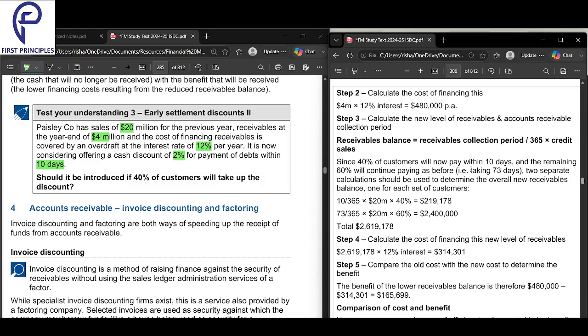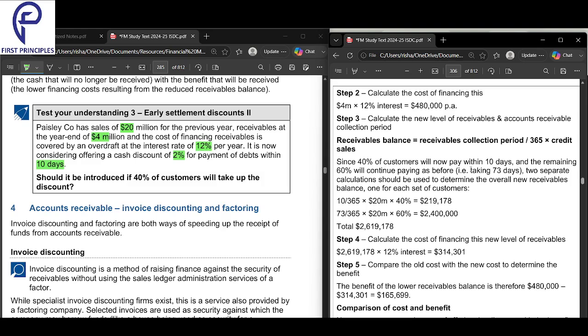So let's calculate the old one first. Old receivable balance as per people paying within 73 days. Let's calculate that. Write down: receivable days, RD, is equal to receivables by sales revenue into 365.